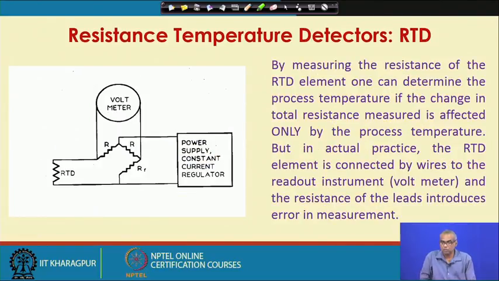Now, by measuring the resistance of the RTD element, one can determine the process temperature if the change in total resistance measured is affected only by the process temperature.